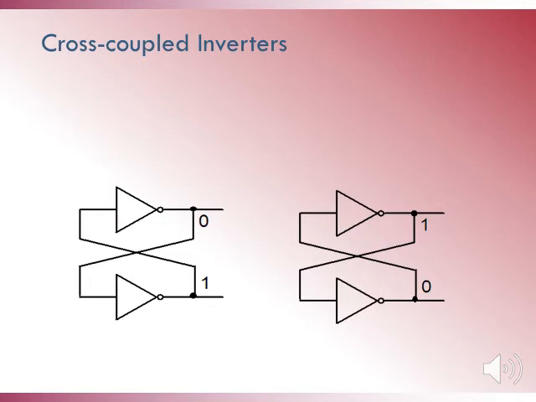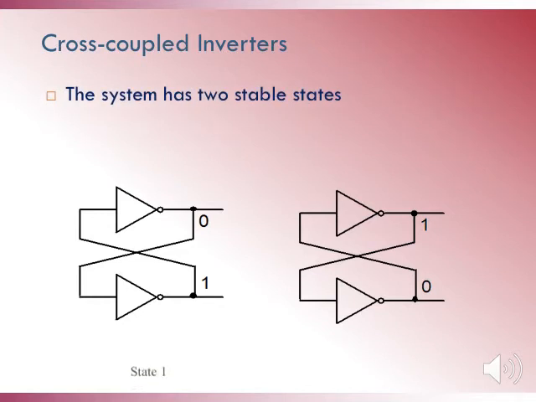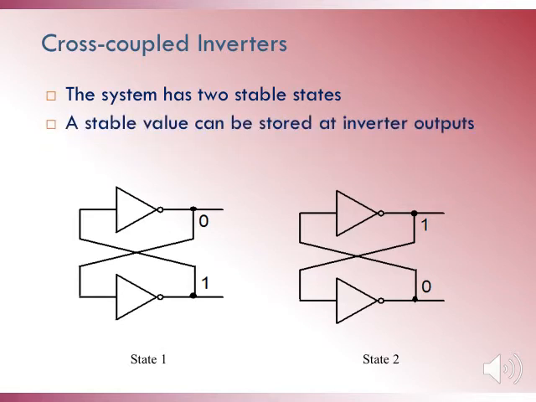So, we see that the two configurations can have either a 0 output or a 1 output, with the second output being complement of the first output. We conclude that the system has got two stable states, either 0 or 1. So, a stable value 0 or 1 can be stored at the inverter outputs. But it is not possible for any user to give any input to this system.